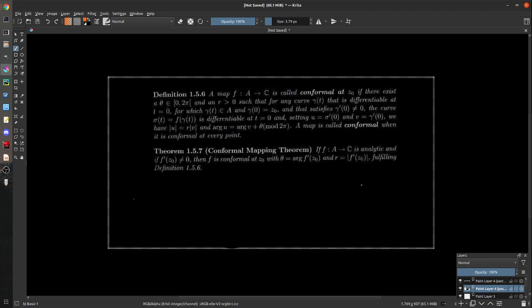And as I've been saying, and this is the content of the conformal mapping theorem, a function f from A to C that's analytic, and this is the part I've kind of been glossing over, has a non-zero derivative at a point z naught, is conformal at z naught, with this angle theta in the definition of conformal given by the argument of f prime of z naught, and the radius given by the modulus of the derivative. If you want to break down what this means, it looks really messy to do so.